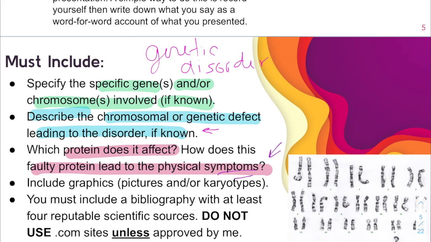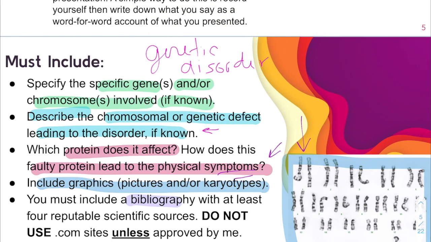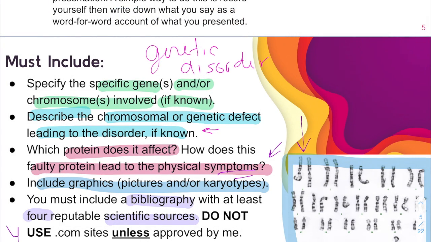Include graphics. I want you to include a picture and/or karyotype. Here's a karyotype. We've seen one before. It lays out the chromosomes, all 23 pairs of chromosomes. So try and find one for your genetic disorder. You want to include pictures. And then at the end of your presentation, a final slide that includes your bibliography with all of your scientific sources. At least 4. Okay, so a minimum of 4.